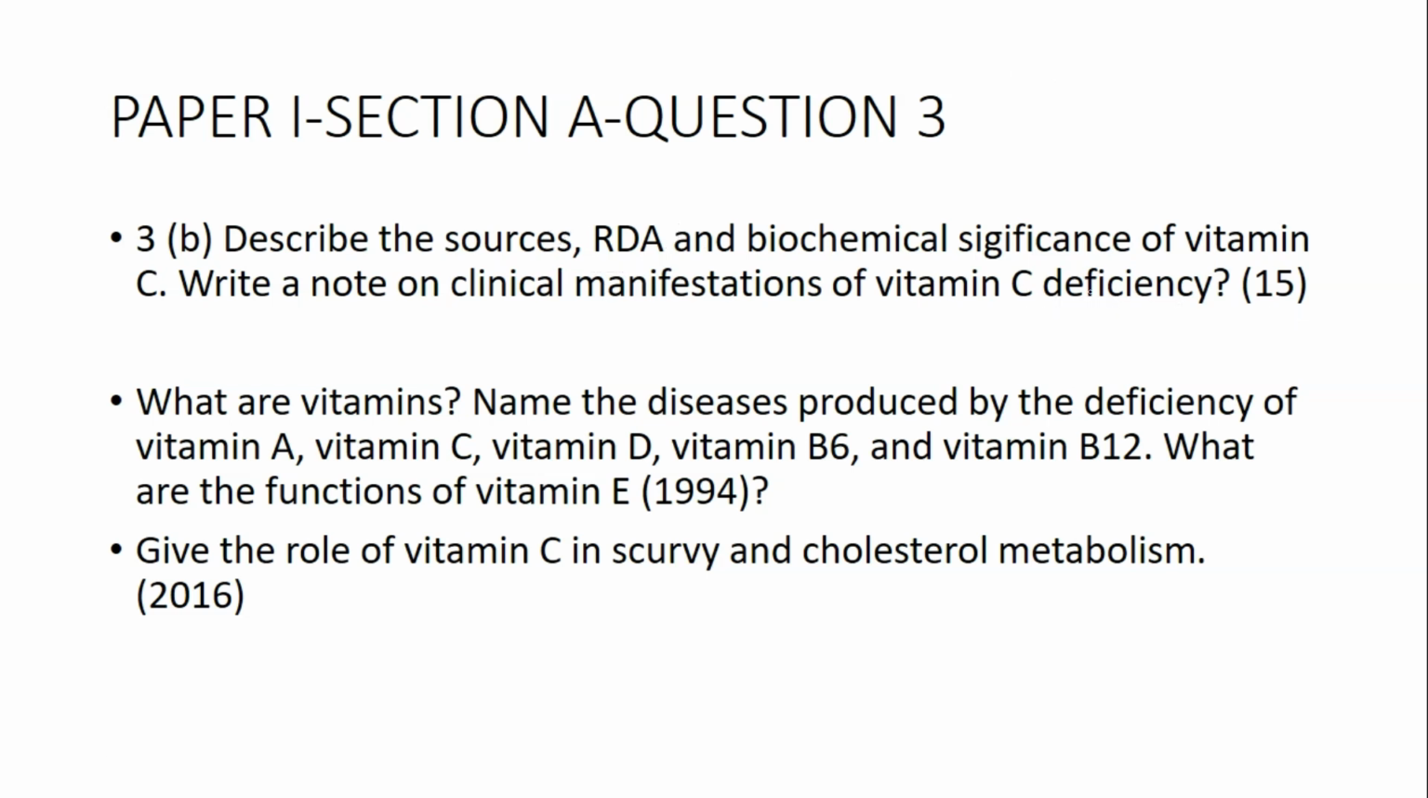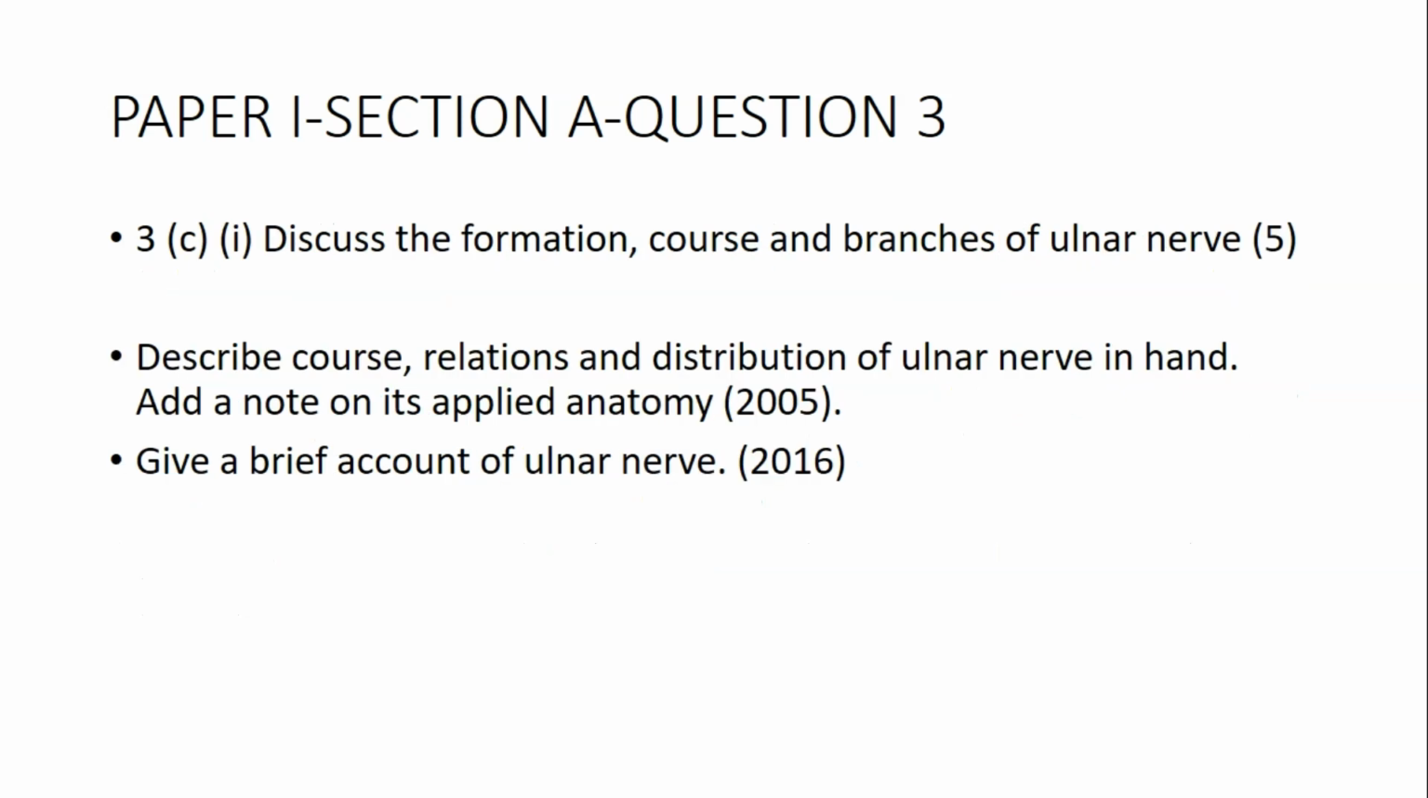They asked it in question 3, section A itself. So be ready with that. And similar questions in 94 and 2006. In 2016, they asked about vitamin C in scurvy and its role in cholesterol metabolism. And what are vitamins, and name diseases which are produced by deficiency of vitamin C was asked in 1994. So vitamins are vital. Vitamins are vital for your biochemistry preparation.